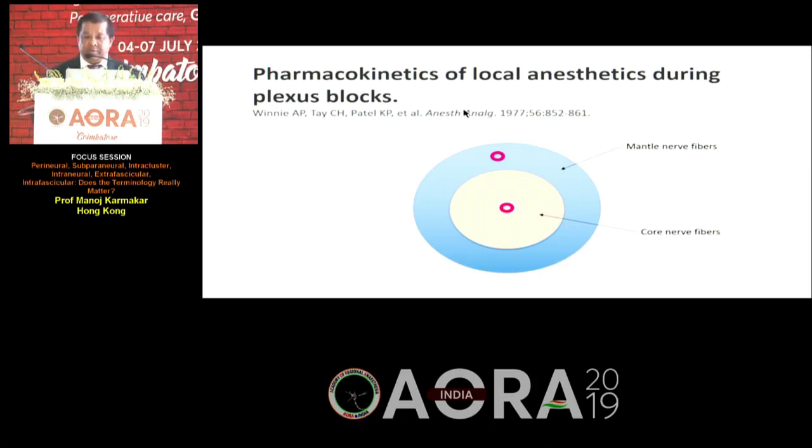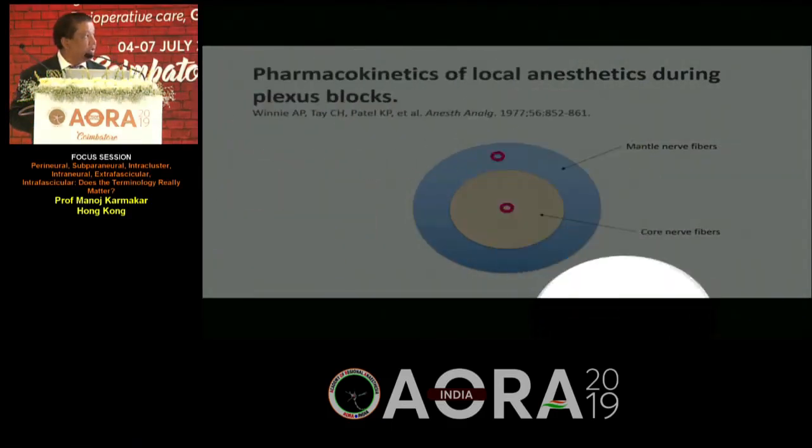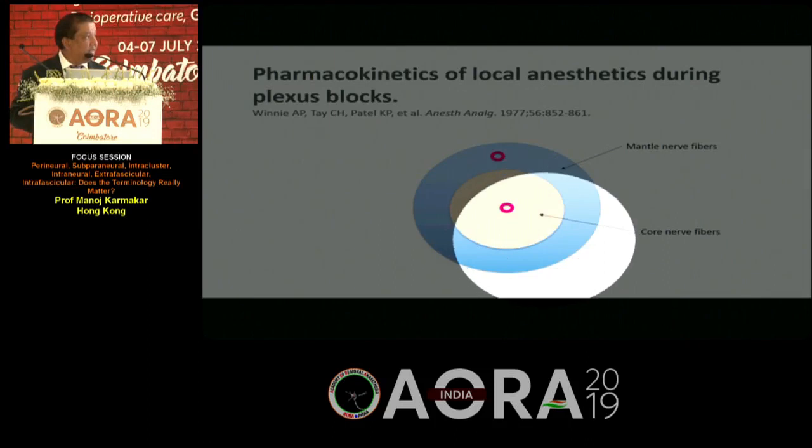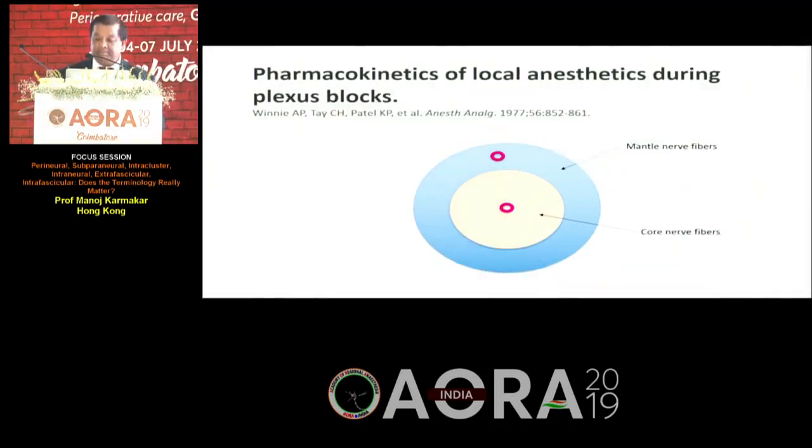When you look at the peripheral nerve, you have mantle nerve fibers and core nerve fibers. Of course, there is vascularity within these nerve fibers. The mantle fibers are the peripheral part of the nerve bundles that are around the outer part of the nerve. As you see here, this blue represents the mantle fibers and these core fibers are in the center.